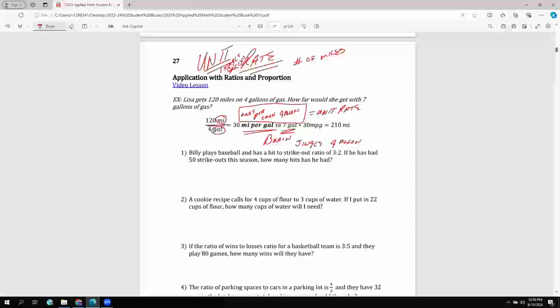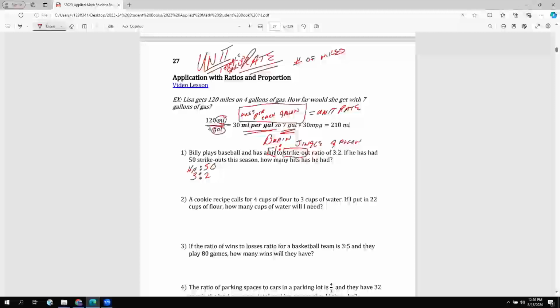Okay, so the ratio I'm about to see is going to be hit to strikeout. And that hit to strikeout is 3-2. I'm going to go ahead and write that down over here. 3-2. Again, I'm going to remind myself that the first number is hits. The second number is strikeouts.